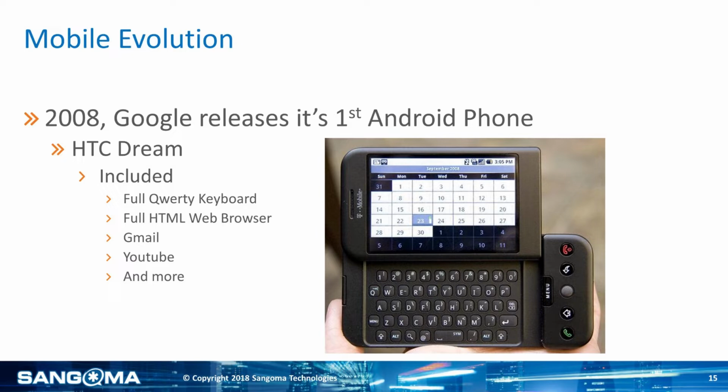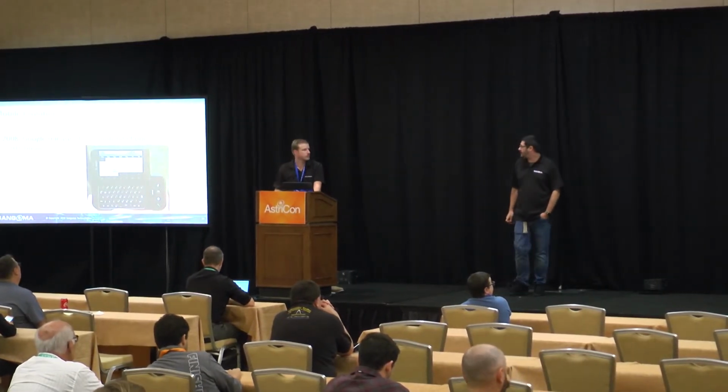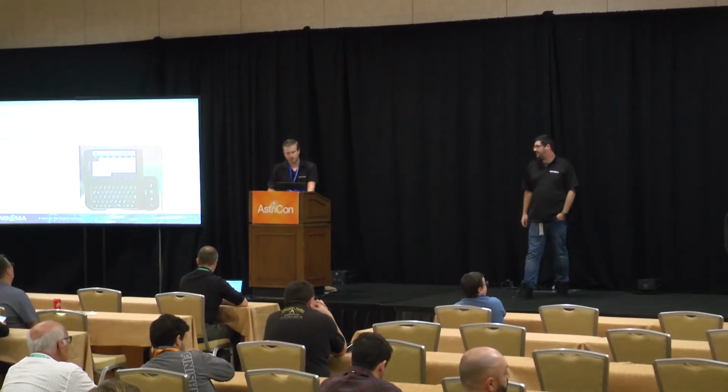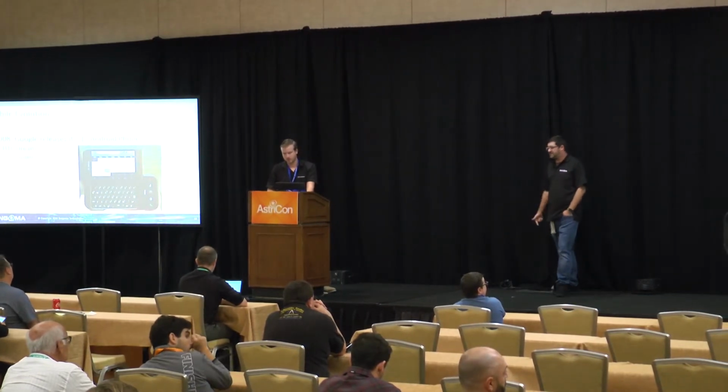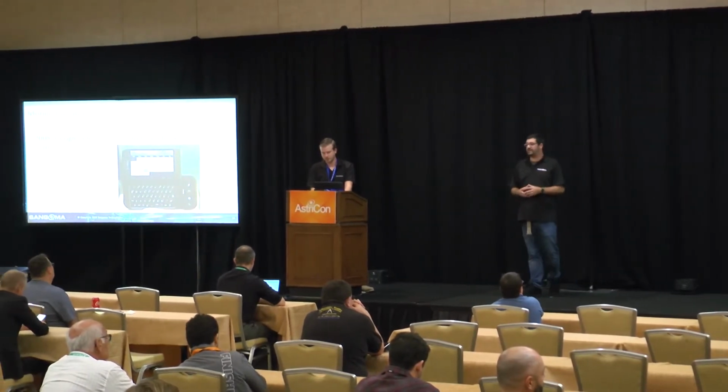Between this room, show of hands, how many people are using an iPhone? Okay. Android. Okay. So in 2008, when Google released its first phone, it made a little bit different of a bet, right? It kind of started out with a keyboard with the HTC Dream, full QWERTY keyboard, HTML web browser, Gmail, YouTube, part of that Google ecosystem that we're used to today.